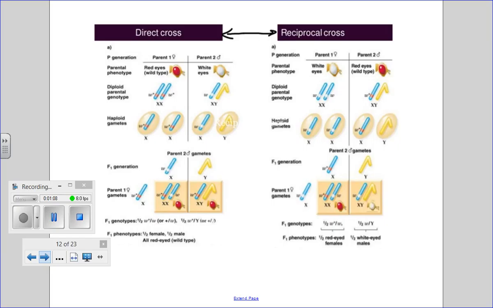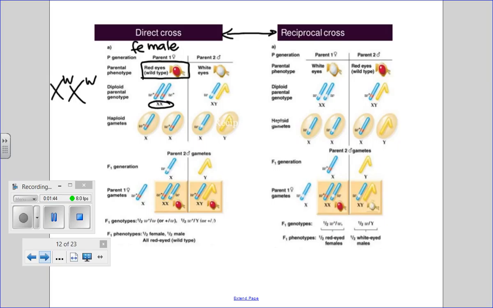In the first cross, parent number 1, which is the female parent, has red eyes. And red eyes is what we call the wild type. It's normal. This parent, if we look at their genotype, has 2 copies of the same allele. So we would write this like this: an X with a W and an X with a W.